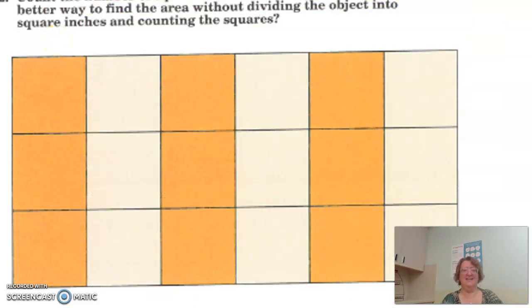All right, now it is asking us, what is the number of square inches in the rectangle? Is there a better way to find the area without dividing the object into square inches and counting the squares? Well, we could count the squares, so let's do that. 1, 2, 3, 4, 5, 6, 7, 8, 9, 10, 11, 12, 13, 14, 15, 16, 17, 18. So we would know that this is 18 square inches.